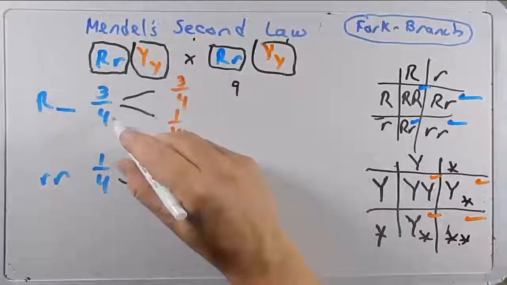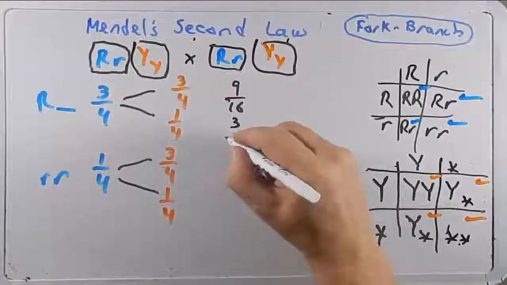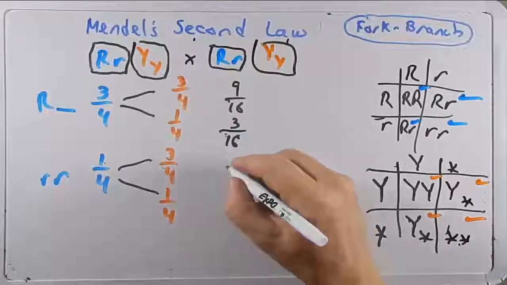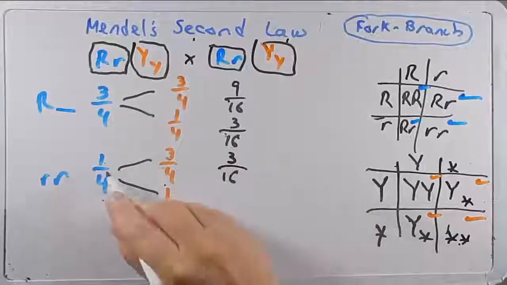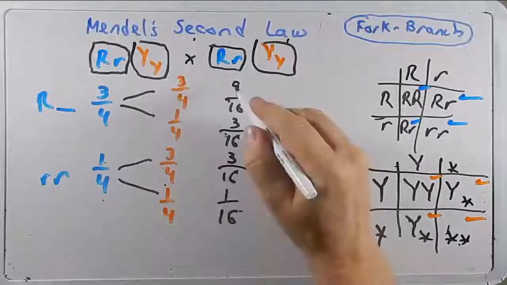3 times 3 is 9. 4 times 4 is 16. 3 times 1 is 3. 4 times 4 is 16. 1 times 3 is 3. 4 times 4 is 16. 1 times 1 is 1. 4 times 4 is 16.